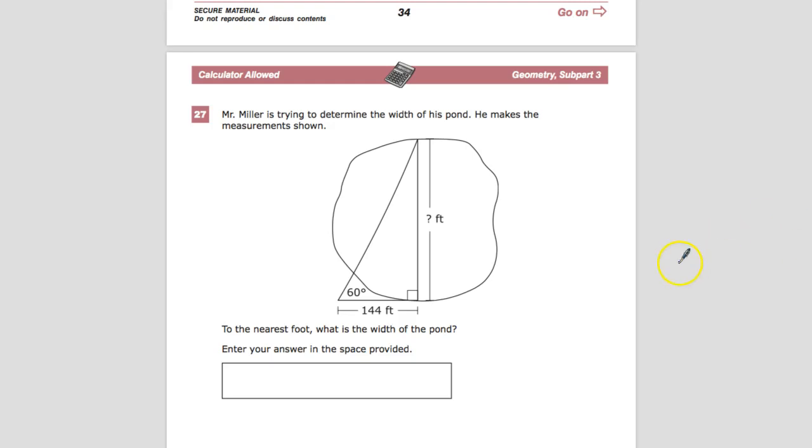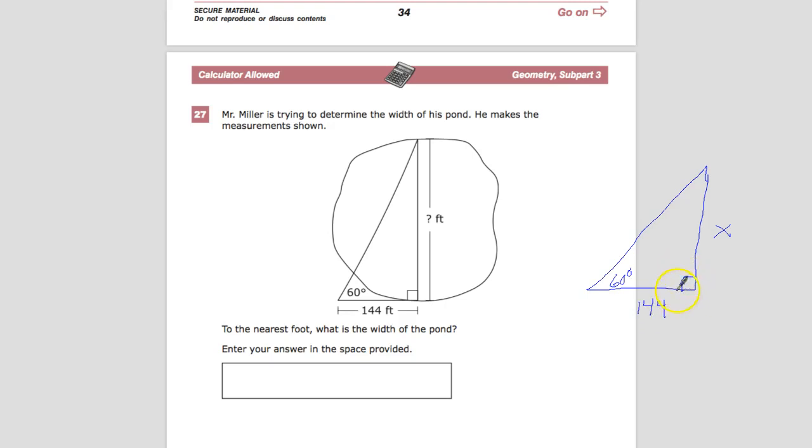So as you can see, Mr. Miller has created a scenario in which we can use trigonometry to get it inside of a right triangle. We want to know this side. We are given this. And we know this.